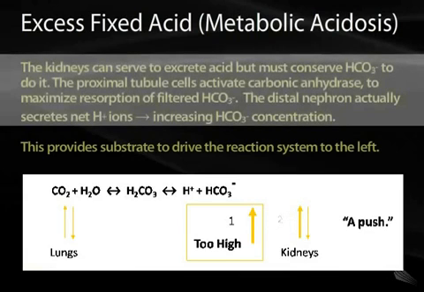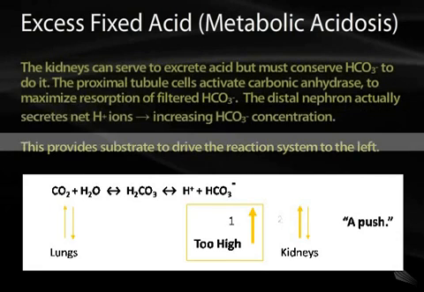The kidneys can serve to excrete acid but must conserve bicarbonate to do it. The proximal tubular cells activate carbonic anhydrase to maximize reabsorption of filtered bicarbonate. The distal nephron secretes hydrogen ions, either in the form of titratable acids or ammonium. Remember, anytime a hydrogen ion is secreted, a bicarbonate is reabsorbed. So the net effect is increased bicarbonate reabsorption with increased hydrogen ion excretion. This provides a substrate to drive the reaction system to the left.